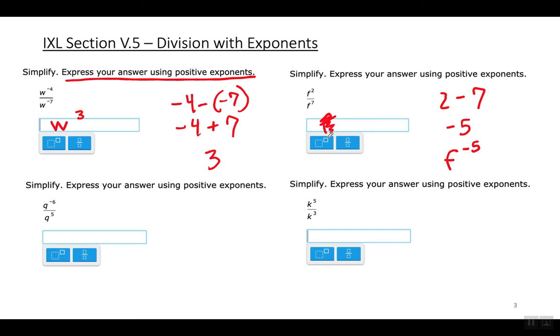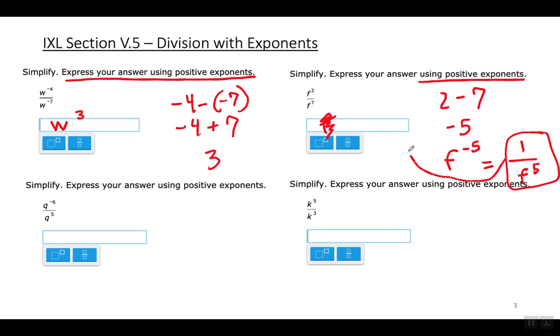Let me get this out of the way. However, look at what it says here. They want you to express your answer using positive exponents. That means I can't put my answer like that. They want it only with positive exponents. So I got to get rid of the negative sign in the exponent by writing it as a fraction like that. This would be my answer.